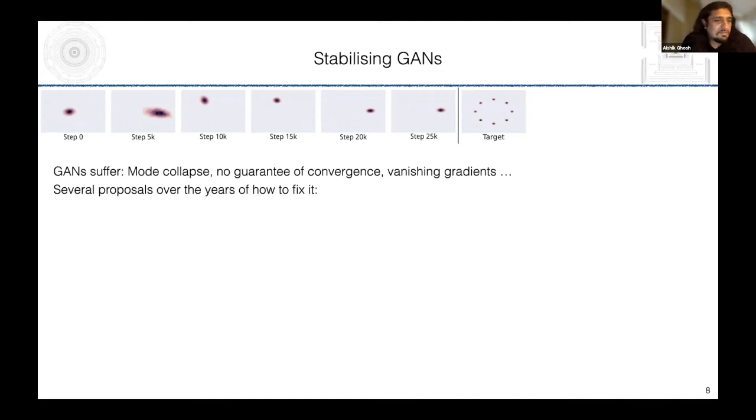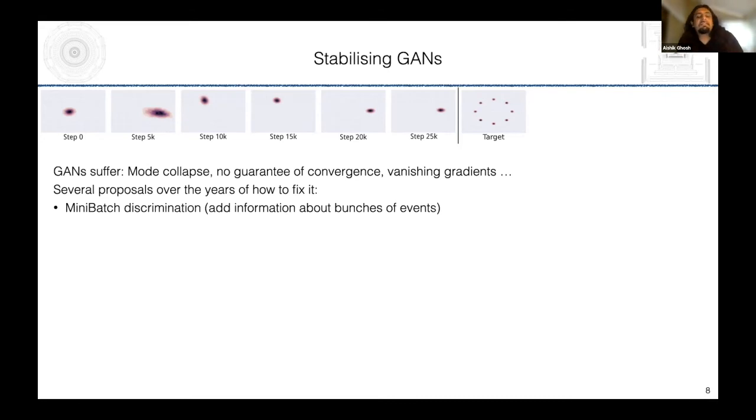So some people like to do mini batch discrimination. The general idea here is, apart from training the discriminator per event, you also give some information about batches of events to get some kind of a statistical property. And another strange idea is label smoothing. So instead of giving clear targets of 1 and 0, you might want to fuzzy it up a little bit by giving 0.9 or something to try to get the discriminator not to be too confident.